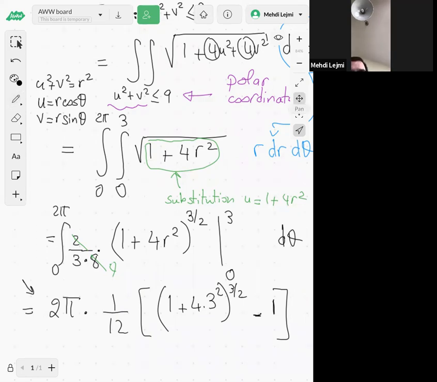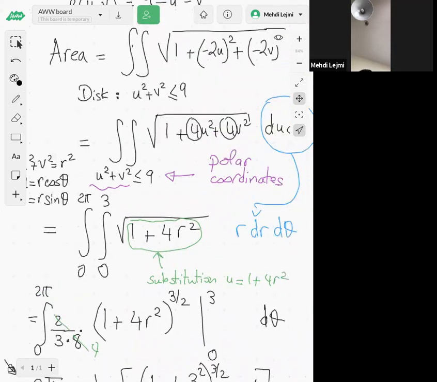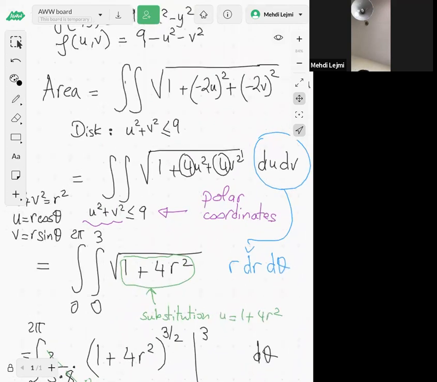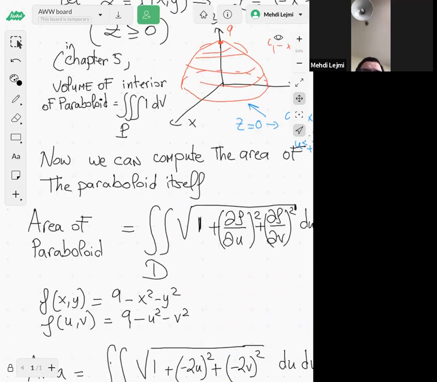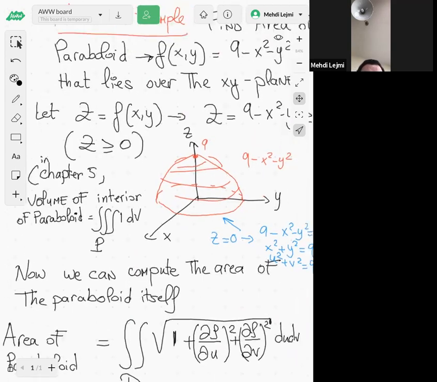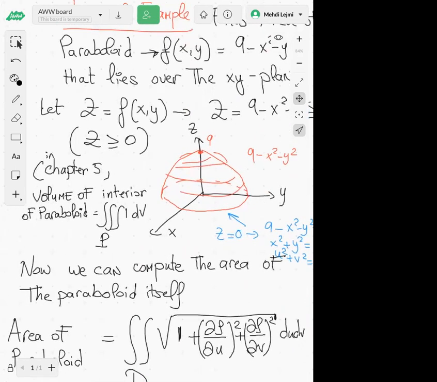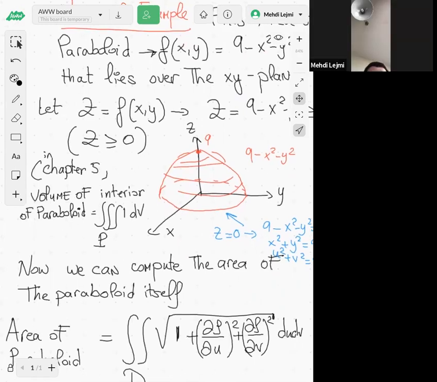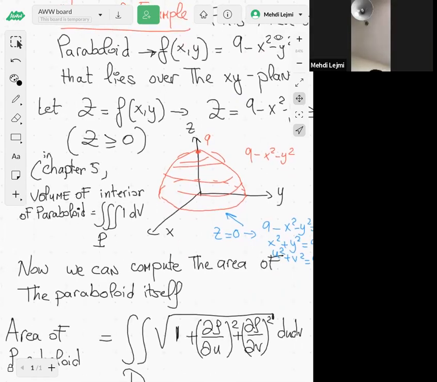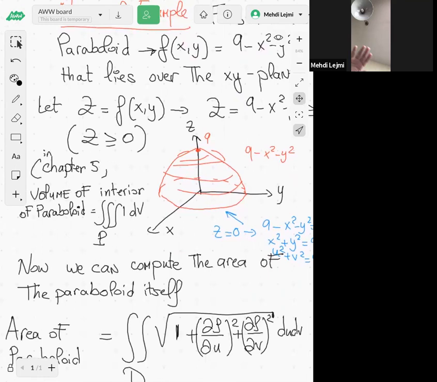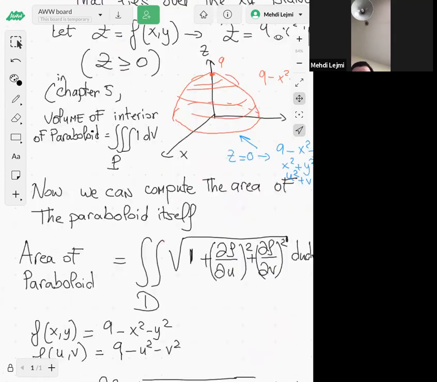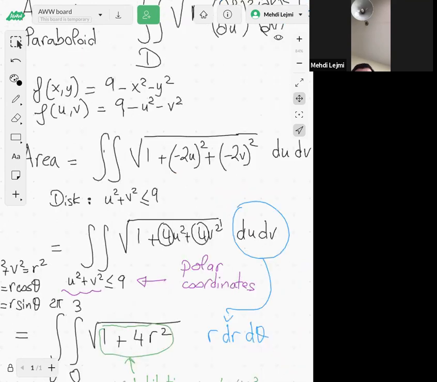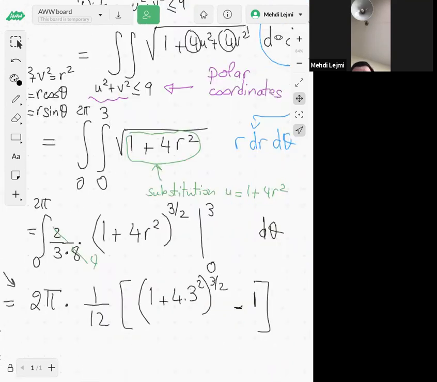All right. But just keep in mind the difference with what we did in chapter 5. In chapter 5 we were able to compute the volume of the interior of the paraboloid, right? Now we are computing the area of the paraboloid itself, okay? That's the difference with what we did in chapter 5, with double and triple integrals.